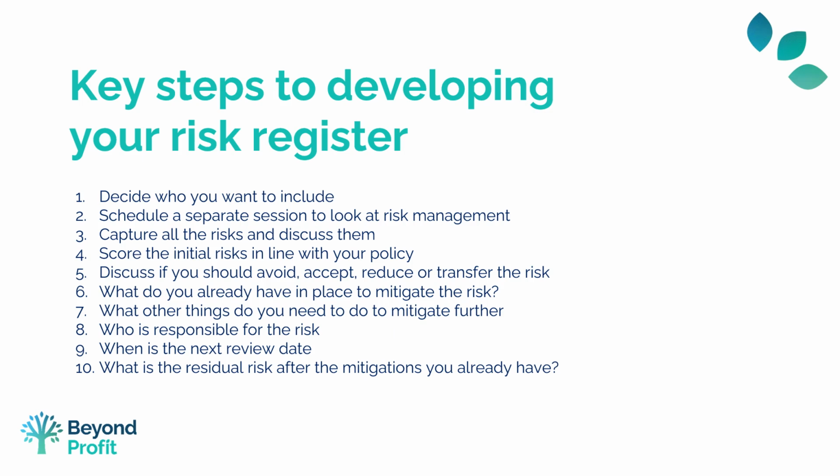Most risks you'll probably want to reduce. So say it's a red risk, you want to reduce it down to an amber and then perhaps a green, or transferring the risk. And this is generally done by having insurance. For these risks, you then need to see what you already have in place to mitigate the risk, what policies, procedures, processes are already there. And then think about what other things you may need to mitigate even further.